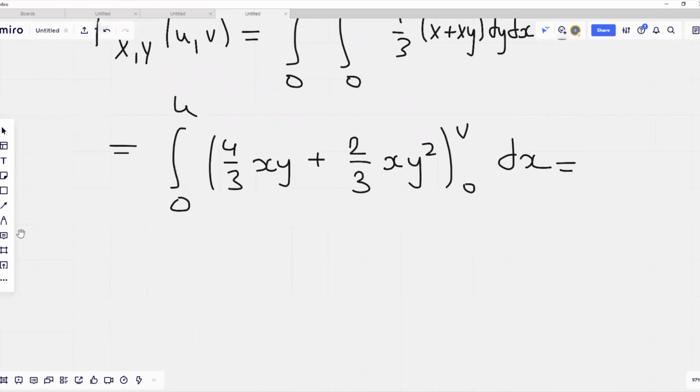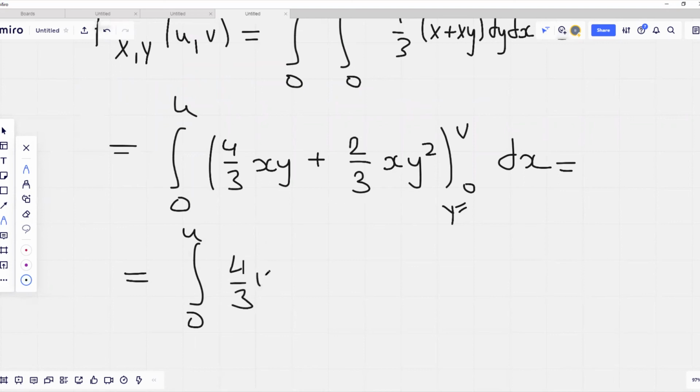When we substitute, so these are for values of y. So when we substitute 0, we'll get 0. So we have to integrate the following function, 4 over 3 vx plus 2 over 3 v squared x dx.